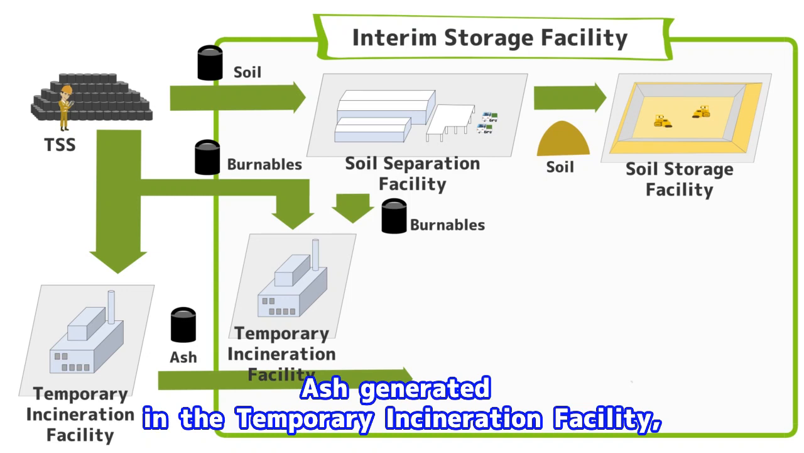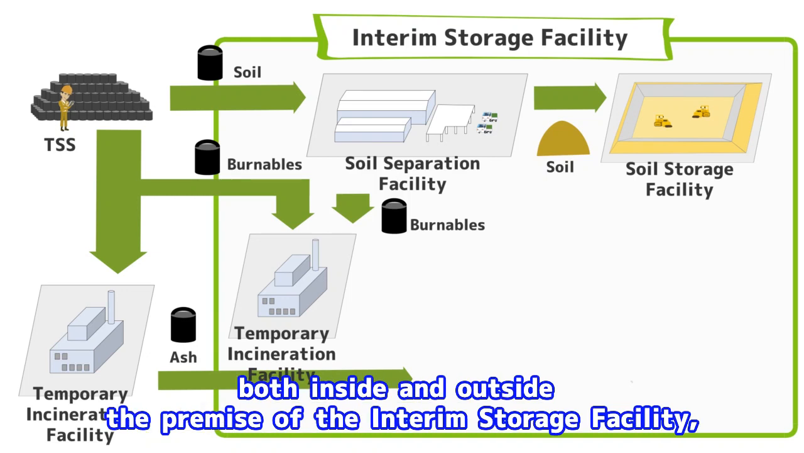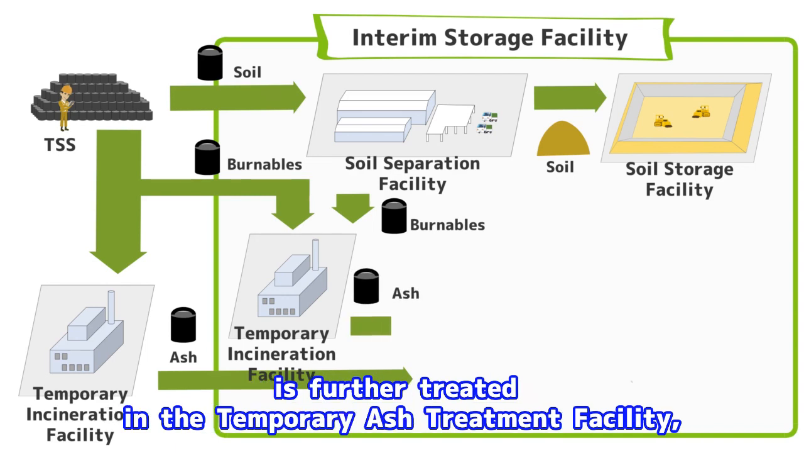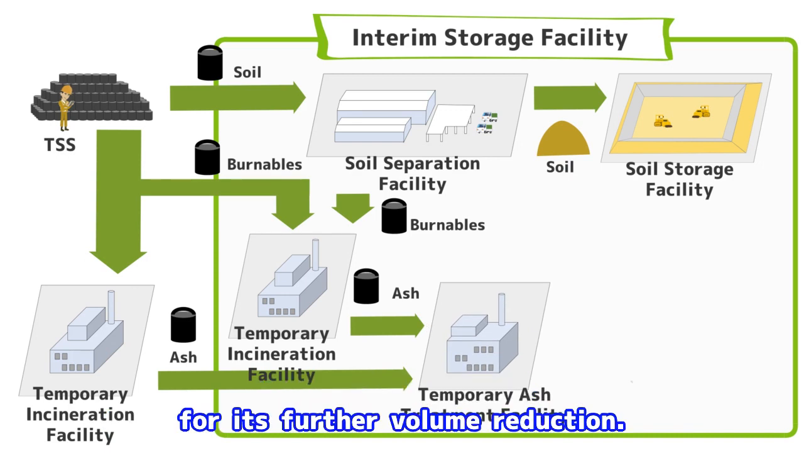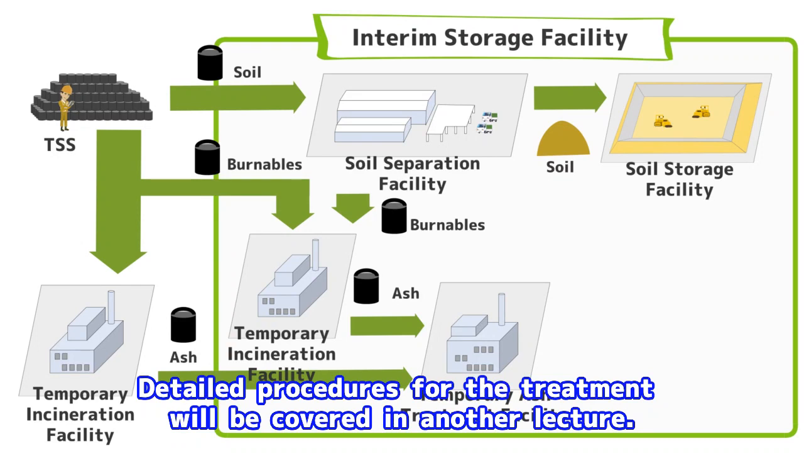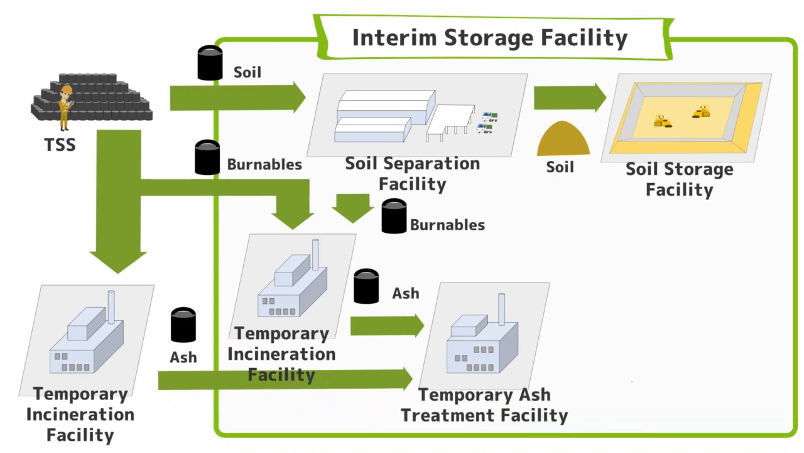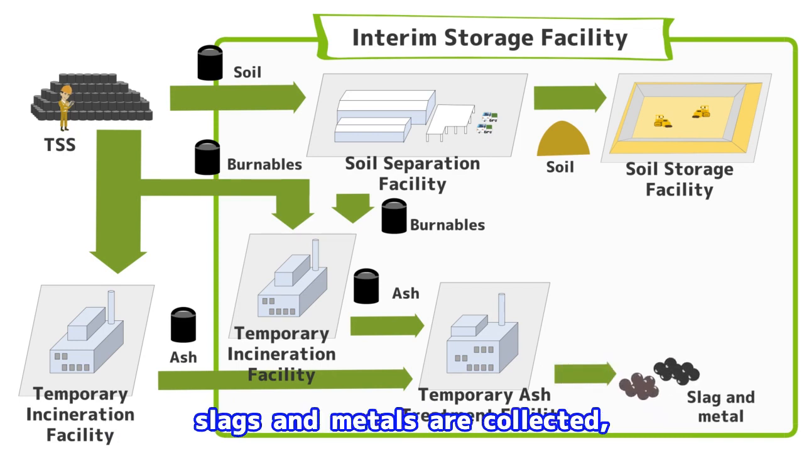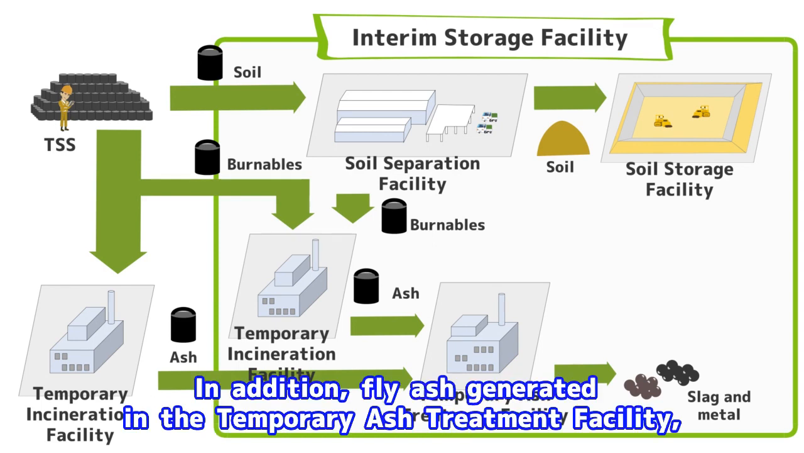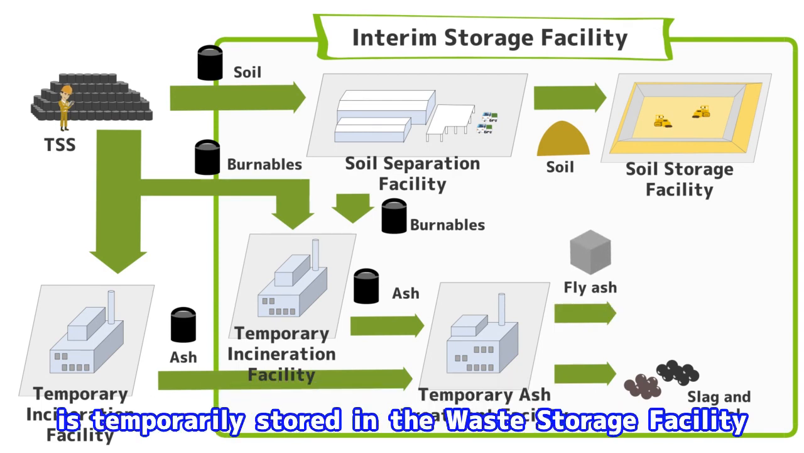Ash generated in the temporary incineration facility, both inside and outside the premise of the interim storage facility, is further treated in the temporary ash treatment facility, which is constructed next to the temporary incineration facility, for its further volume reduction. Detailed procedures for the treatment will be covered in another lecture. From the temporary ash treatment facility, slags and metals are collected, aiming at their recycling in the future. In addition, fly ash generated in the temporary ash treatment facility is temporarily stored in the waste storage facility till further treatment.